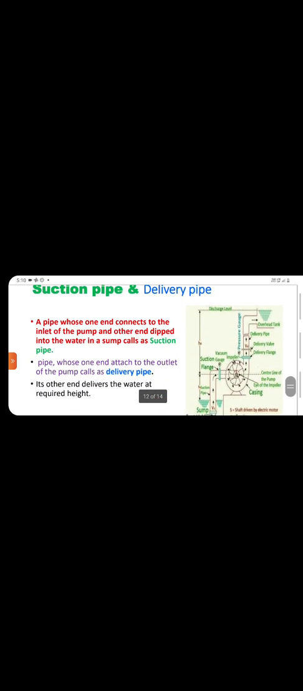Casing with guide blades. In some casings, guide blades are provided. In this type of casing, the impeller is surrounded by a series of guide blades mounted on a ring, known as a diffuser. Look at this, in the diffuser there are guide blades provided. These guide blades are designed and arranged in such a way that liquid from the impeller enters the guide blades without shock.